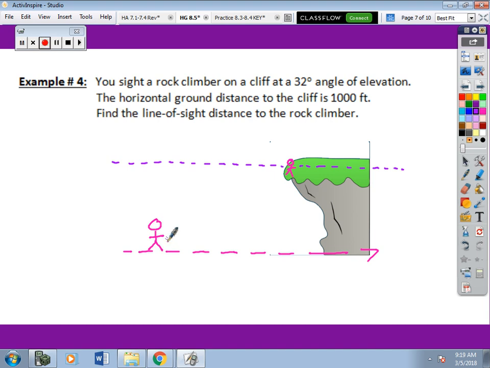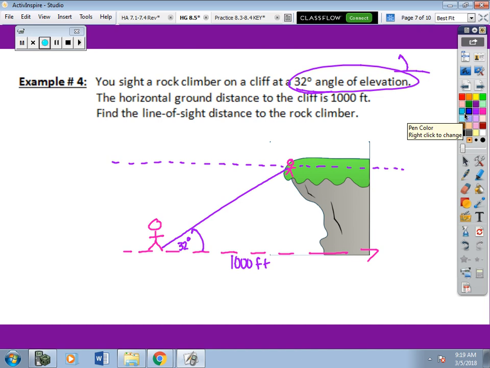Now, they don't tell you how tall you are. Sometimes they will, and then you'll have to factor that into the problem. Since they didn't tell us how tall we are, we're just assuming that we're going to form this angle with the ground instead of from our eyes. 32 is the angle of elevation. Elevation, again, goes up from a horizontal. So that's our horizontal. Up is 32. The horizontal ground distance to the cliff is 1,000 feet. Find the line of sight distance to the rock climber.